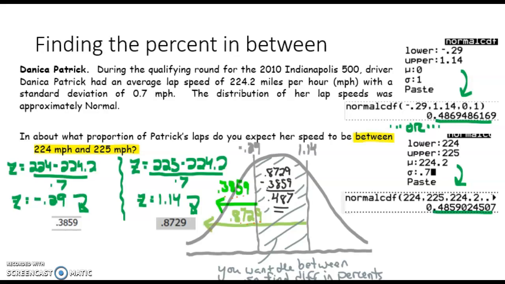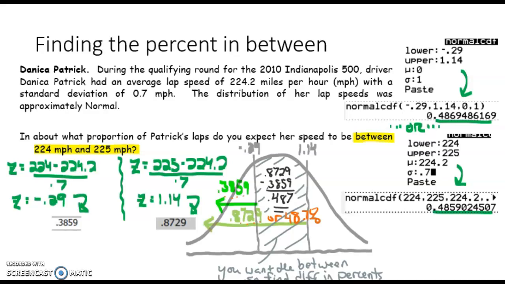But if you really want the region that's between these two, what you're going to do is take the bigger region, you're going to subtract the smaller region, and then that is going to leave you the region in the middle. So in this case, it'd be 0.487, aka 48.7%. Okay, that's what's going to be in the middle.